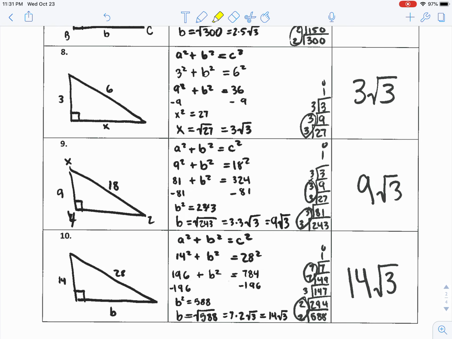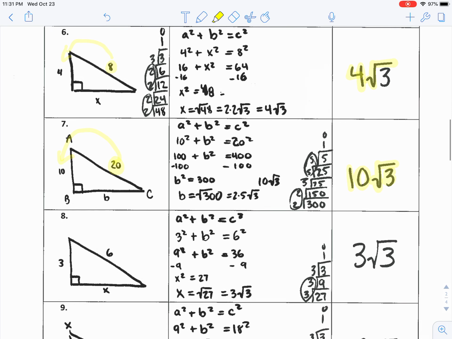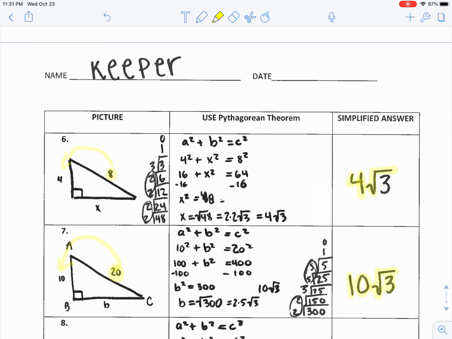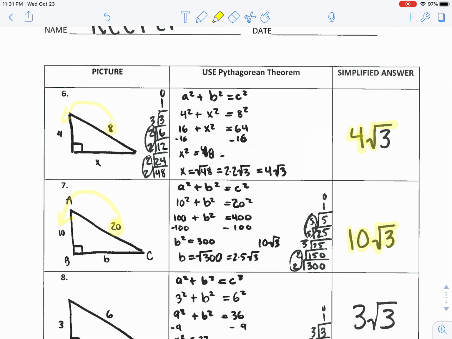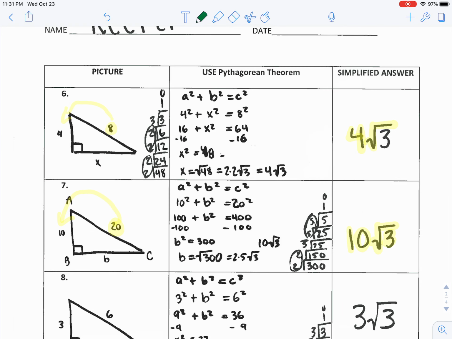And you might notice that there's also a pattern with our answer. Our answer was always the short leg times radical 3, once we simplified our answer. So again, this is no coincidence. On the back, we have another kind of special right triangle, and this is a 30, 60, 90 right triangle.